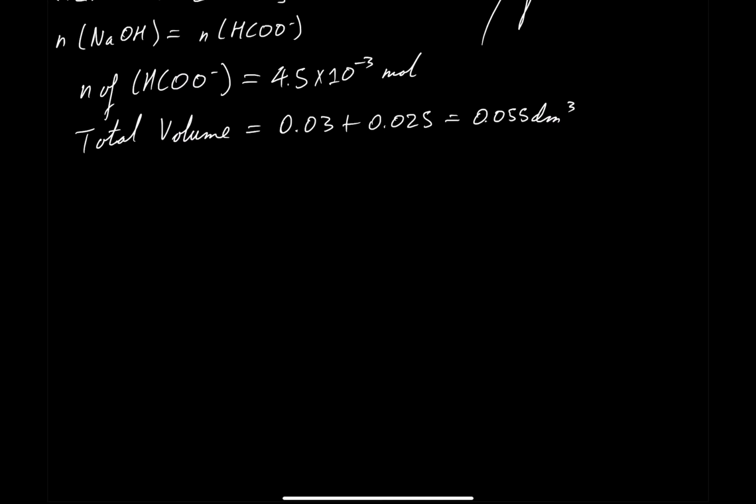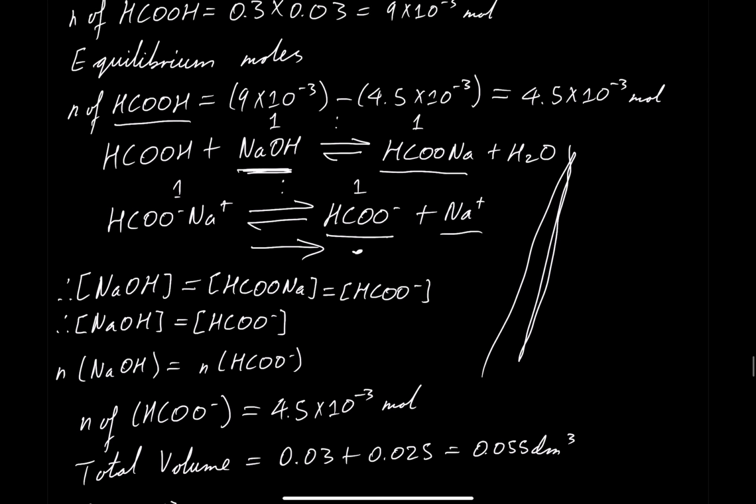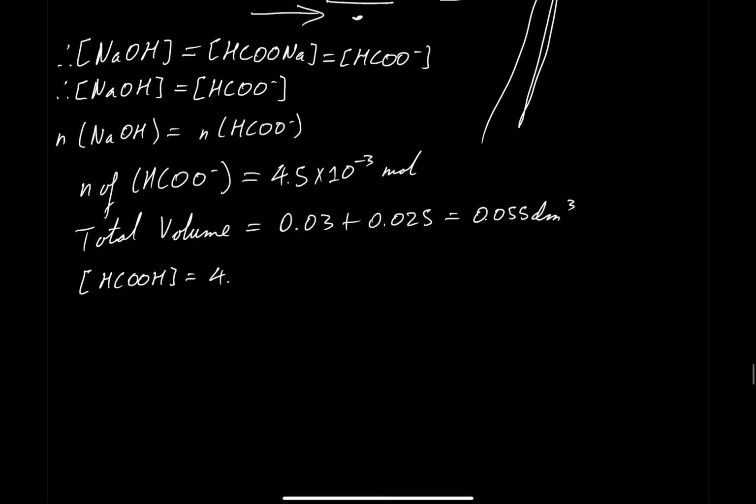Now, I'll go through the marking at the very end. I'm not bothered to do that as I go through. Now we can just work out our concentration. The concentration of methanoic acid is equal to 4.5 times 10 to the power minus 3 over 0.055.